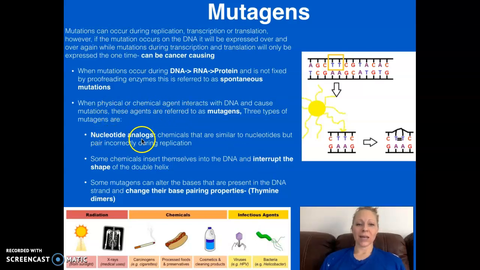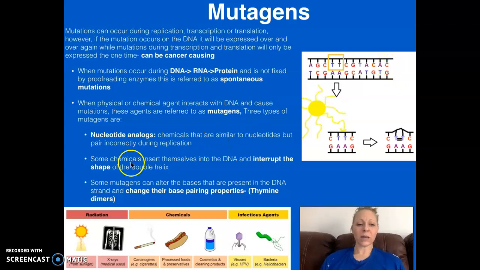One is a nucleotide analog. A nucleotide analog is chemicals that are similar to nucleotides but pair incorrectly. So it's something that is similar to a cytosine, and it's similar enough that it can take its place, but it's not cytosine. And therefore, the G isn't going to be able to base pair, or when it's read, it's not going to be read correctly. So that we call a nucleotide analog.